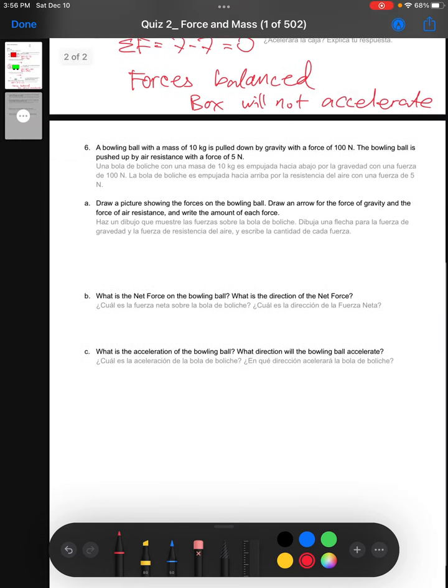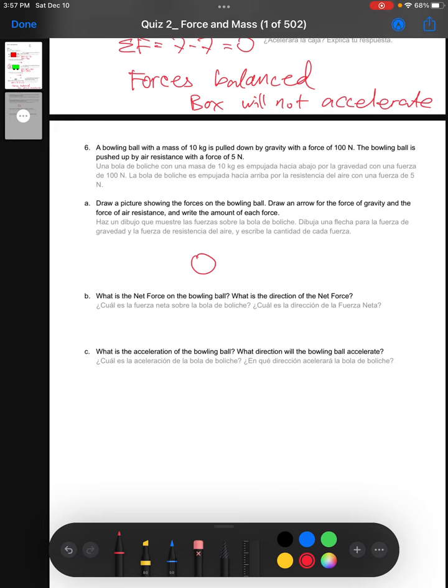Let's look at question 6. A bowling ball with a mass of 10 kilograms is pulled down by gravity with a force of 100 newtons. The bowling ball is pushed up by air resistance with a force of 5 newtons. A. Draw a picture showing the forces on the bowling ball. Draw an arrow for the force of gravity and the force of air resistance, and write the amount of each force. So here's our bowling ball.